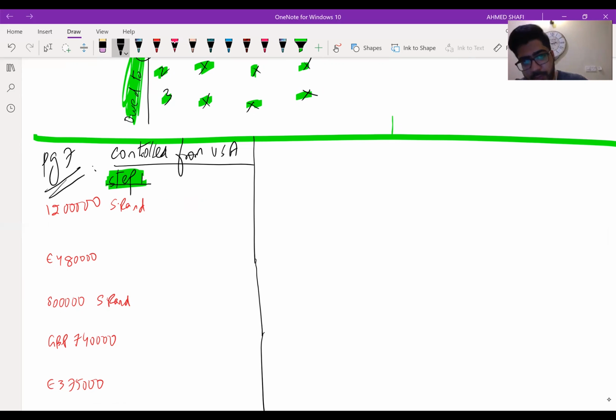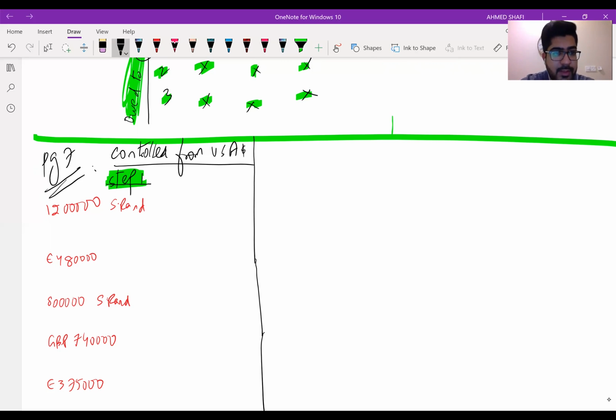I have to convert all intercompany balances into one single currency. And which currency? If the question doesn't tell, it is always the parent's currency. So convert all intercompany balances into one currency, that is dollar. If the question mentions one, fine, else the parent.